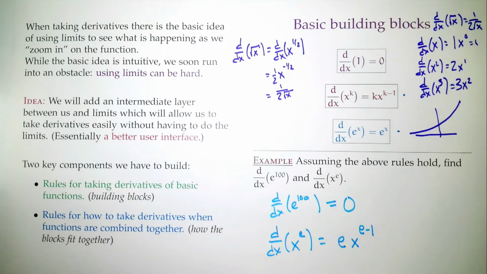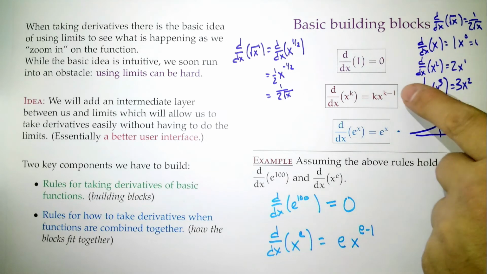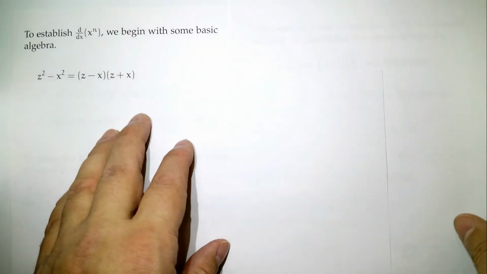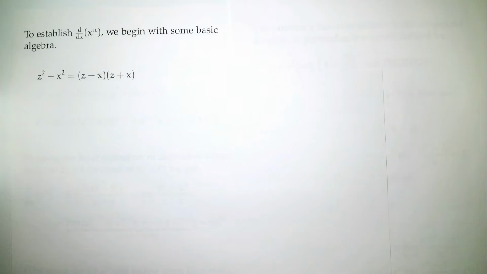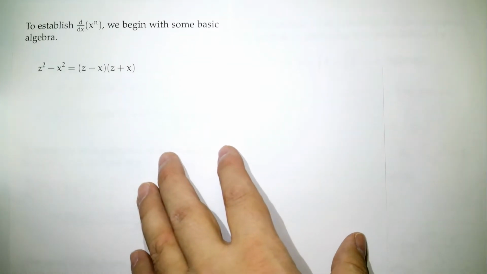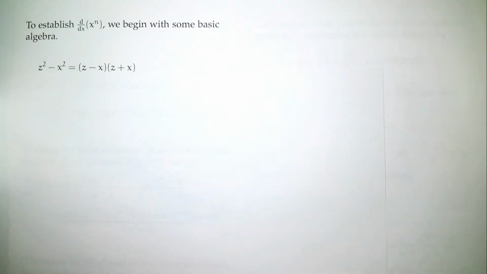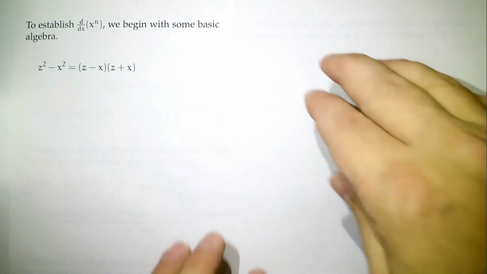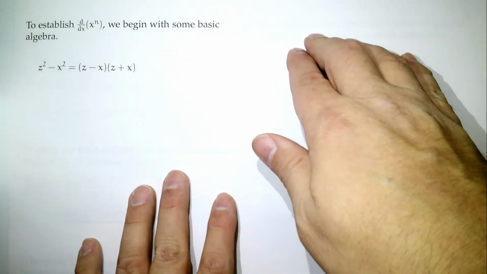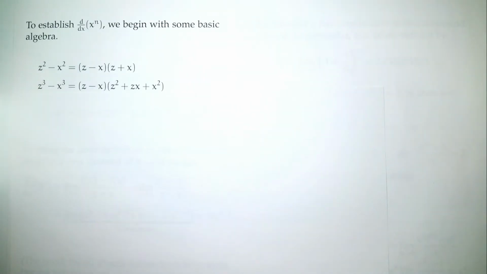All right, here we go. Let's talk about the derivative of x to a power. Now there's a couple of things that we've seen. We know, for instance, that if I have z squared minus x squared, that's a difference of squares, so I can write that as z minus x times z plus x. That's not too surprising. And I think on one of our quiz problems, we even saw a difference of cubes, which said if you had z cubed minus x cubed, you can write this as z minus x times z squared plus zx plus x squared.